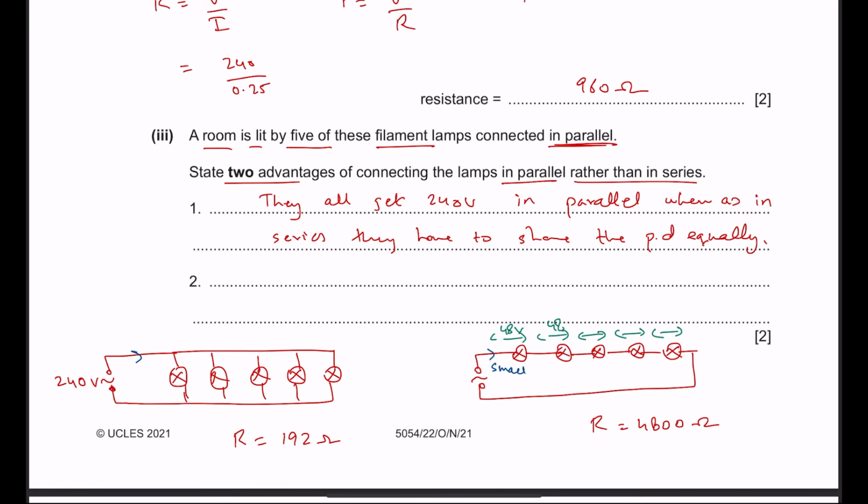So obviously, if the resistance is much larger, then the current flowing would be much smaller, whereas the current flowing from here would be much larger. So each lamp gets the required amount of current that they need. They all get the required amount of current that they need, right? And they will be working at normal brightness.